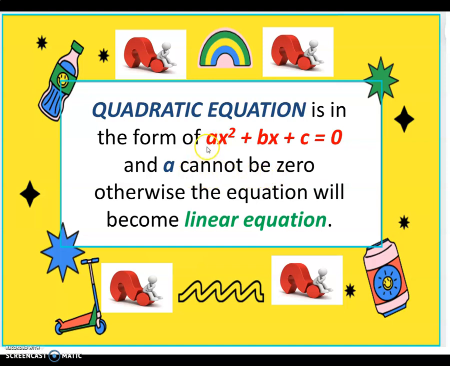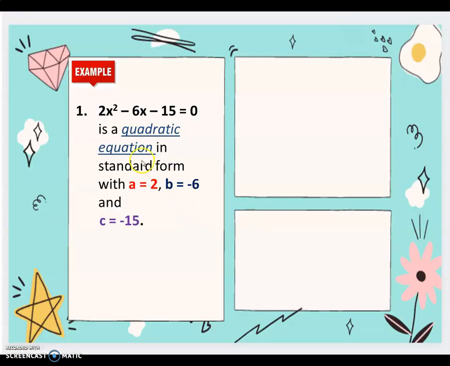Kasi, pag naging 0 po yung value ng a, then the equation will become a linear equation. So, hindi na po siya magiging quadratic. So, make it clear, pagpatuloy po natin ito. Bibigyan ko kayo ng examples para malaman natin kung paano ba nagiging quadratic at hindi ang isang equation.